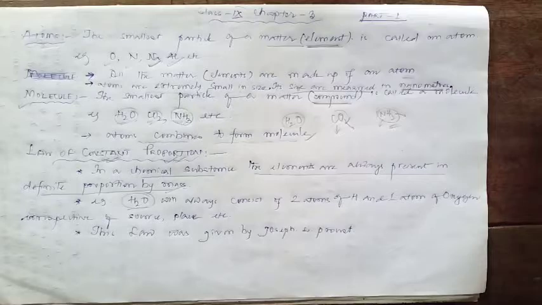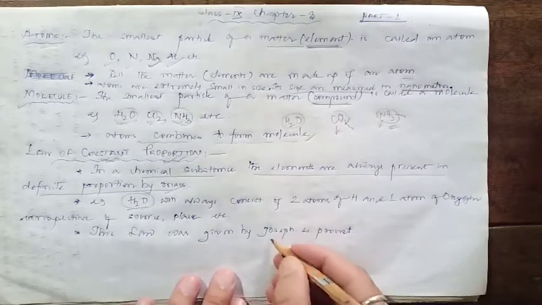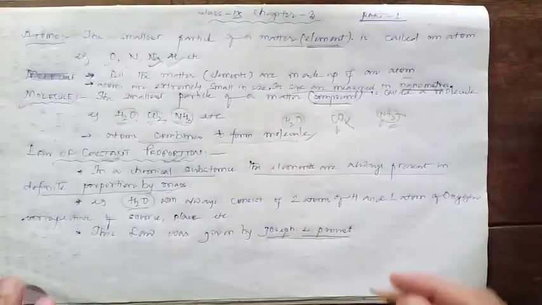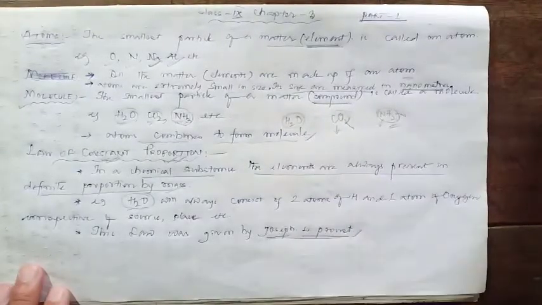That composition will not differ because of the place, the source, or the person who collects it. That's what we mean by this law. That's the law of constant proportion. So in a chemical substance, the elements will always be present in a definite quantity by mass. By extensive research and exhaustive study, this law was proposed by a scientist named Joseph L. Proust. So the law of constant proportion was given by Joseph L. Proust.